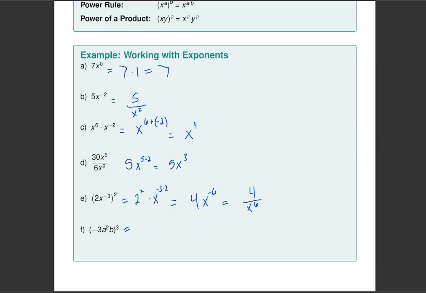We want to take that cube in the top in our exponent, and we want to distribute it to each of our factors. This becomes minus 3 cubed, a squared cubed, b cubed. So minus 3 cubed is minus 27. A squared cubed is a to the 6th, and b cubed is just b to the 3rd. Now the a and b are different bases. They cannot be combined at all, so that's as simple as this one can go.